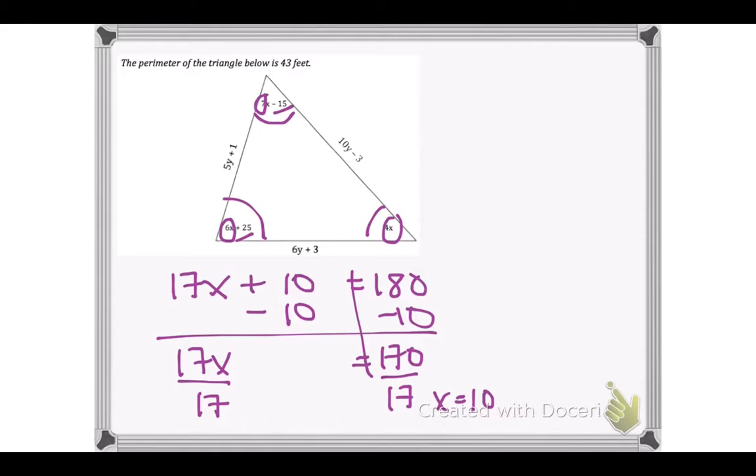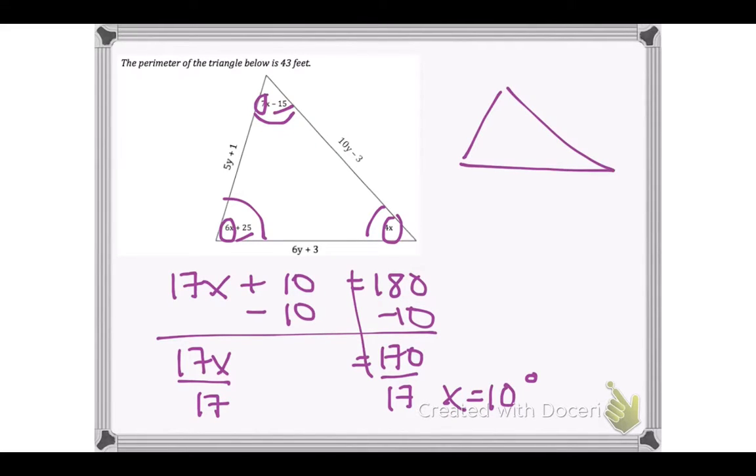A nice, easy number. I will say, sorry, I accidentally cut that out by accident. I guess when you circle something on here, it wants to take it out. I will say that x is technically 10 degrees. That's our unit for angle measure.